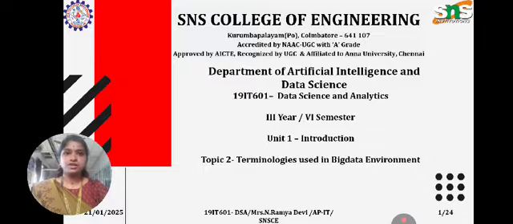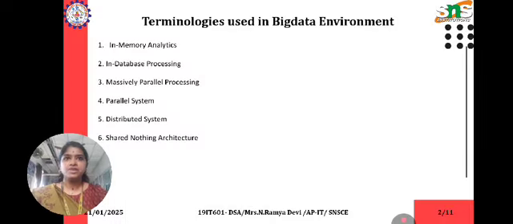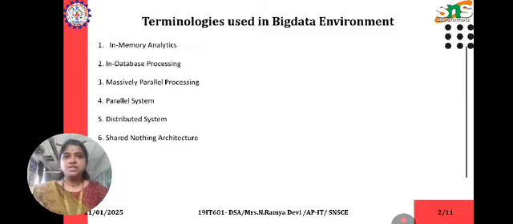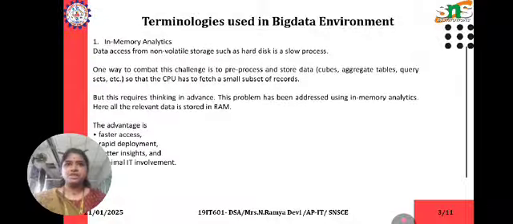Today I'm going to share a small article regarding terminologies used in big data environment. There are 6 terminologies which are used in big data environment. The first thing is in-memory analytics. The second one is in-database processing, massively parallel processing, parallel system, distributed system, and shared nothing architecture.